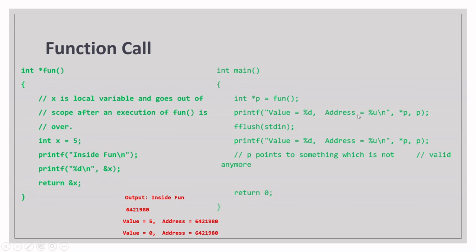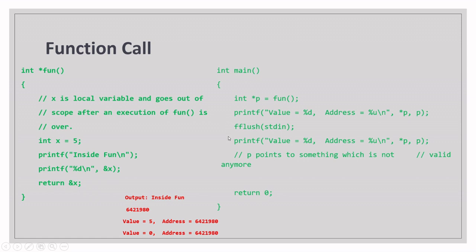This is the example for function call. Here I created an integer pointer variable p and am assigning it the value of a function call. Inside this function, I created an integer variable x and assigned 5 to it. Inside the function, I am printing the address of x, so I get the answer 6421980, and I am returning the address of x so that the pointer variable is assigned the address of x. Later I am printing the pointer variable, so I get the value 5, which is the value of x pointed to by the pointer variable p, and its address.